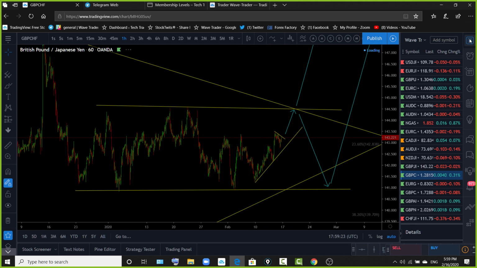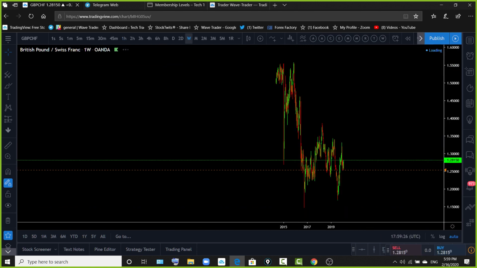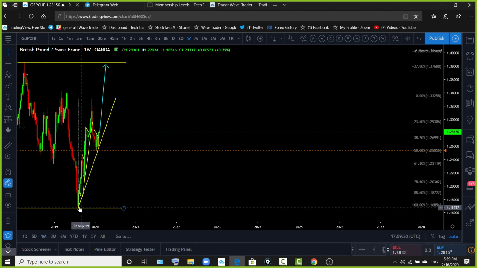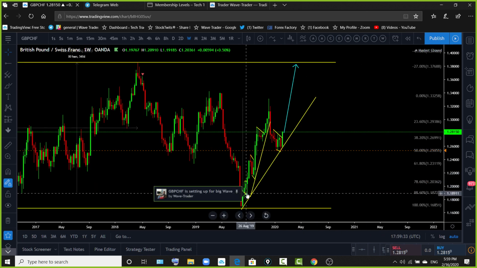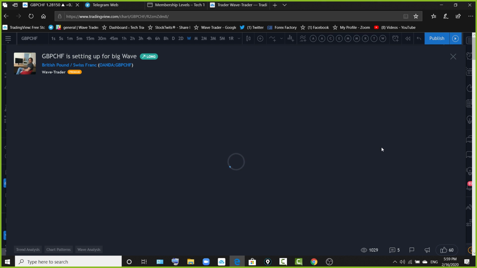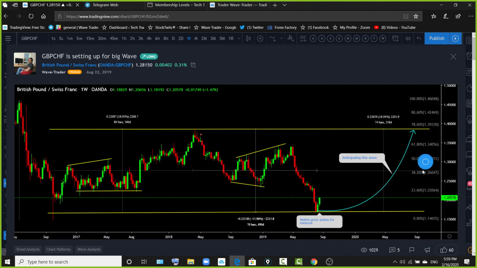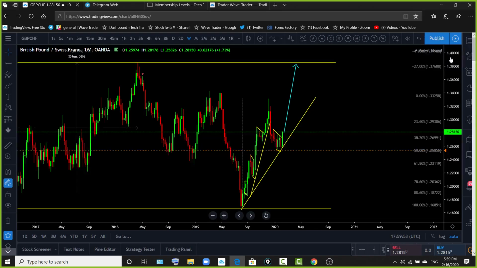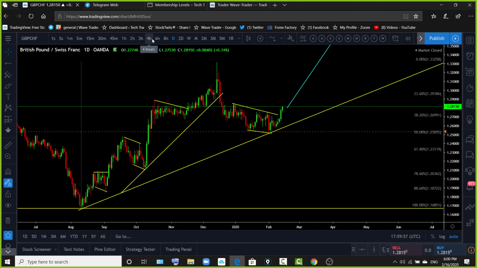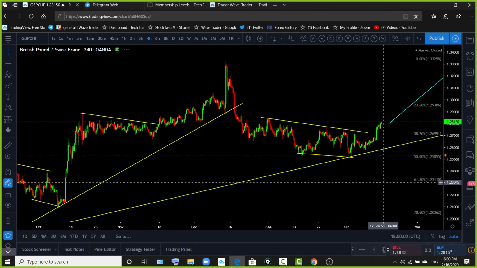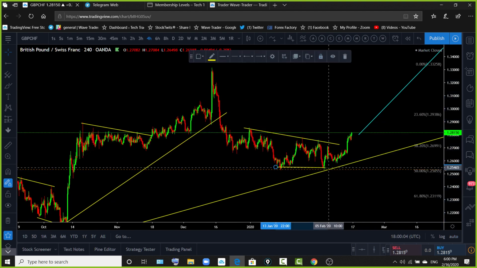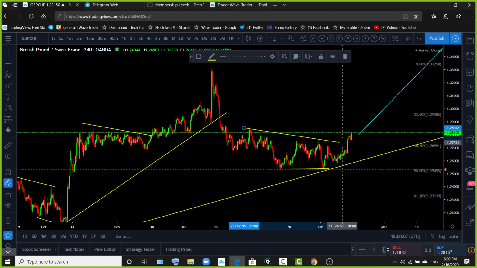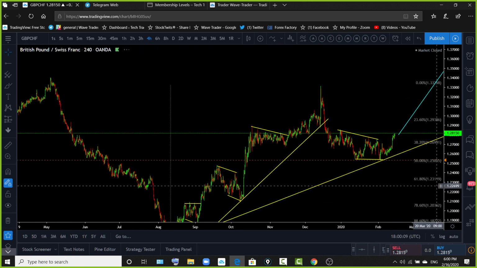Pound chief is also similar to that, but slightly different. Weekly chart. All right, so pound chief was setting up for the big wave. Now it's trying to break up. This correction, or expanding triangle, is trying to break up for the next run. Last week we were looking for price to test the previous bottom and then reverse. So price bounced off and reversed from the previous bottom.